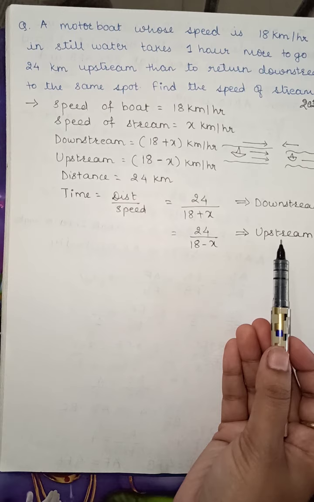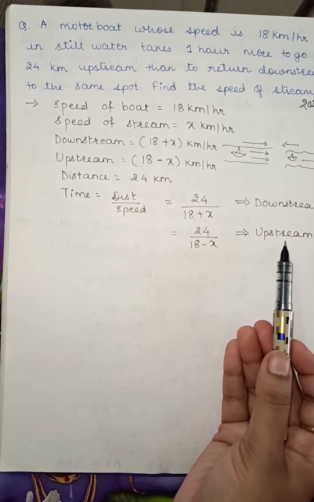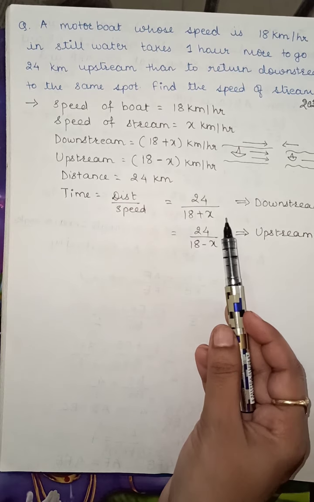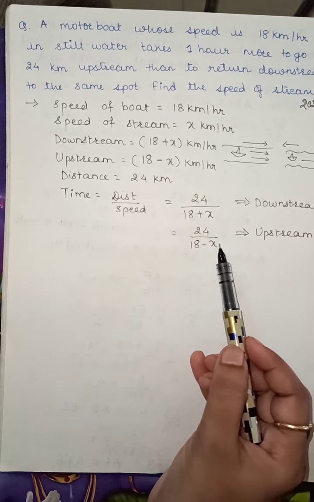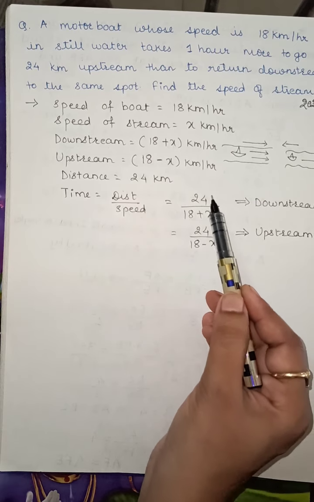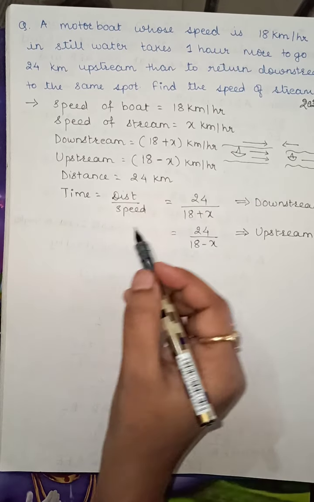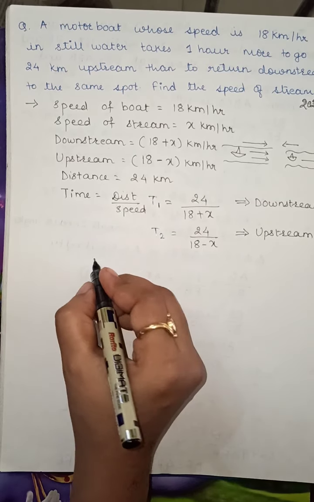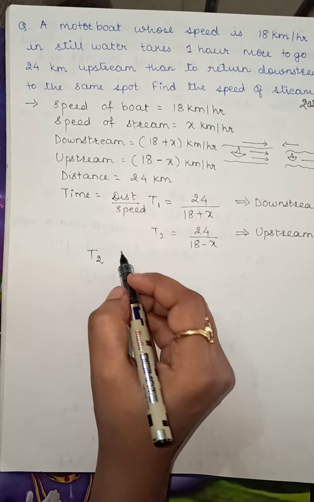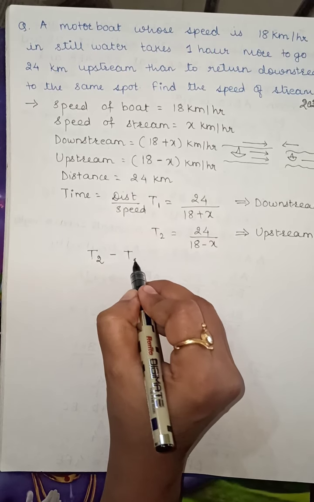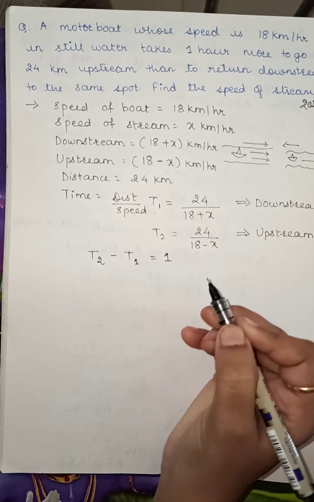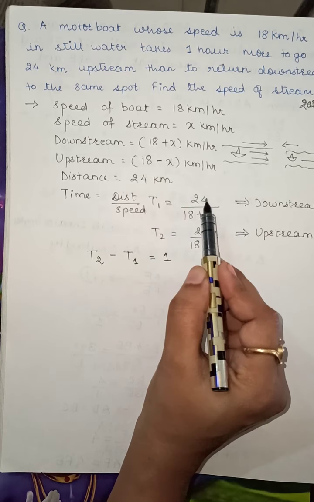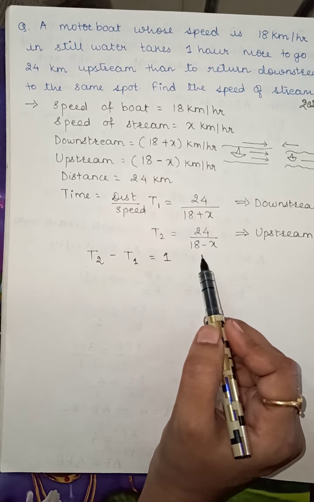Definitely, when the boat is going upstream, it will be taking more time because it has to overcome the current, and the speed is also less compared to the speed in downstream. And this time is more than the downstream time by 1. So if I name this as T1 and this as T2, I can say the time taken in upstream minus the time taken in downstream is equal to 1. Why? Because the difference is 1 hour. Whatever is the time taken in downstream, in upstream it is taking 1 hour more.